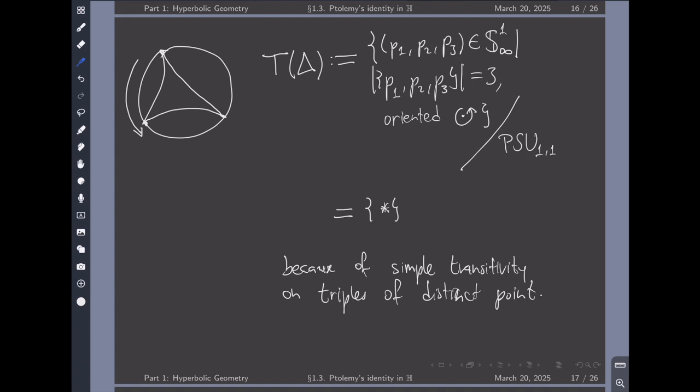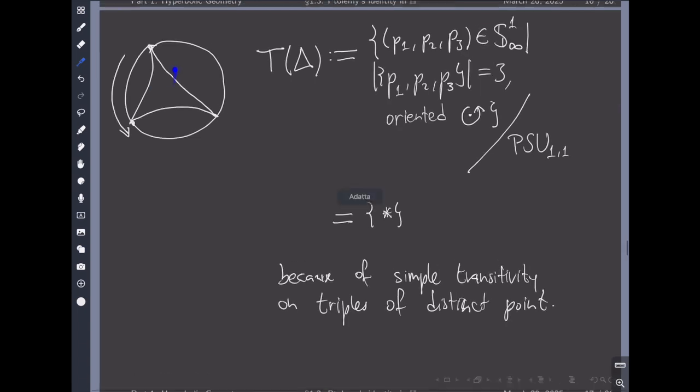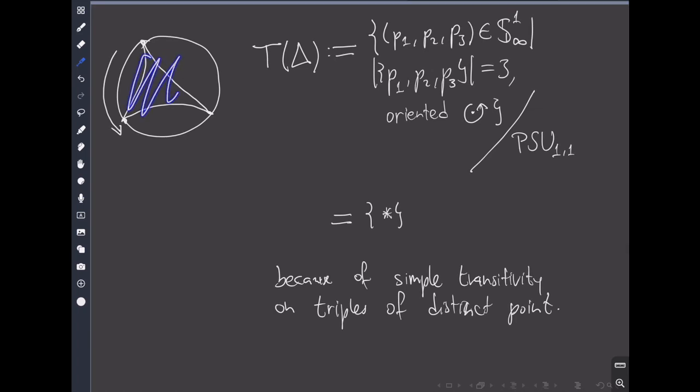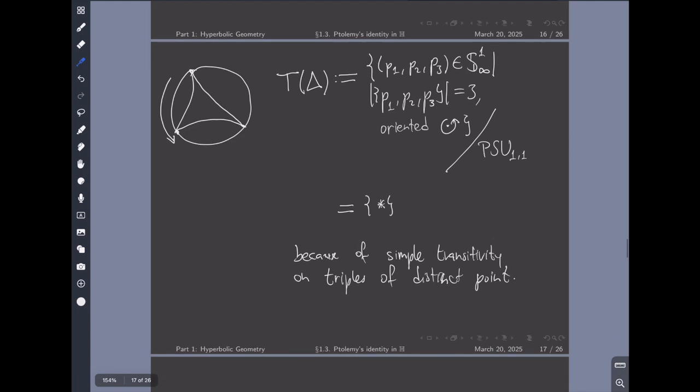it sends circles to circles. Both of the circles have to be the circle at infinity, because both ordered triples lie on the circle at infinity, and since both triples are oriented counterclockwise, the image of the disk cannot be the outside; it has to be the disk itself. Yeah, and then once you have that, you have established that any two such triples are equivalent under PSU(1,1).